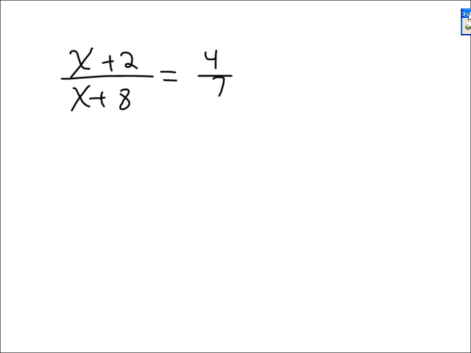So let us look at a similar problem. I'll put you right in the middle. If you have x plus 2 over x plus 8, then this is equal to 4 over 7. Now, there's absolutely no reason to say, oh, x plus 2 is 4, so x is equal to 2, because that doesn't work in the bottom. 2 plus 8 is not 7.